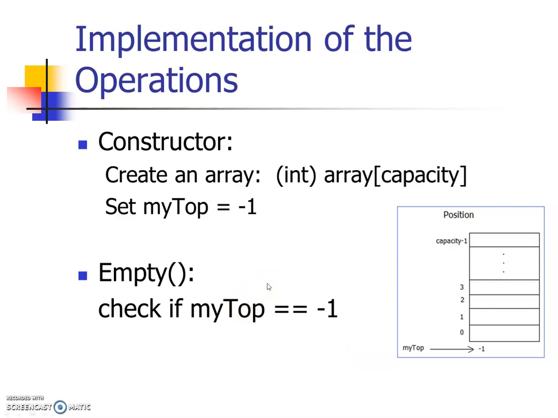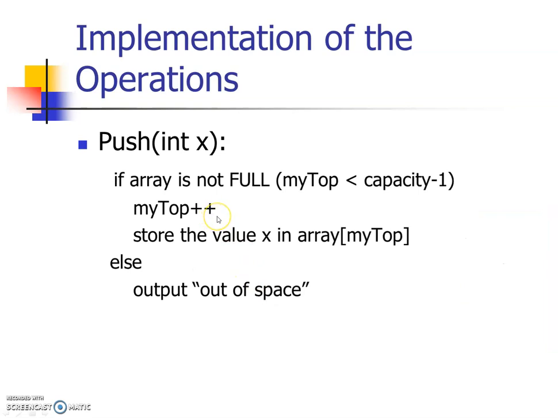So we have finished 2 operations. For the push operation, this is actually very simple. If an array is not full, as long as it's not full, it means there's space. And how do we check the full situation? If my top is less than capacity -1. When that's the case, when there is still space available, we simply increment my top by 1 and then store whatever value. So the push function will take 1 parameter indicating the item you want to push in, and so you store the value x in the array. If it is the full situation, then you just say it's out of space.